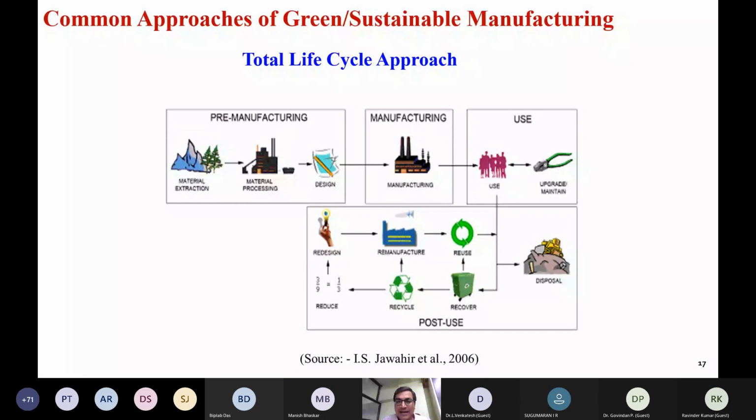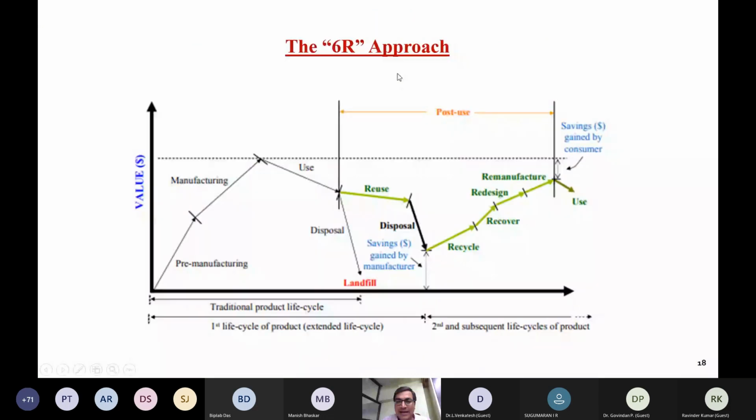Then another concept is the 6R approach. As I said, what are the 6R? Reuse, recycle, recover, redesign, remanufacturing. These are the 6R concepts. Now see this graph. This is value versus manufacturing stage. These are the stages: pre-manufacturing, manufacturing, use, and in the conventional way, what did we actually used to do after use? We just disposed of it.